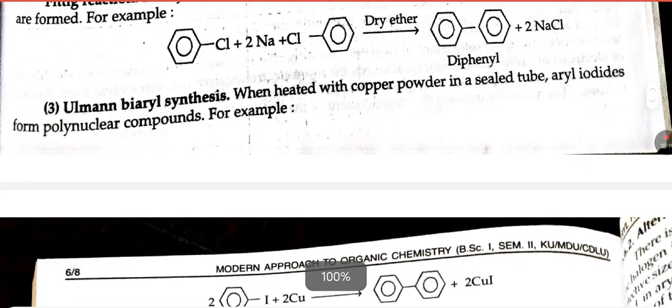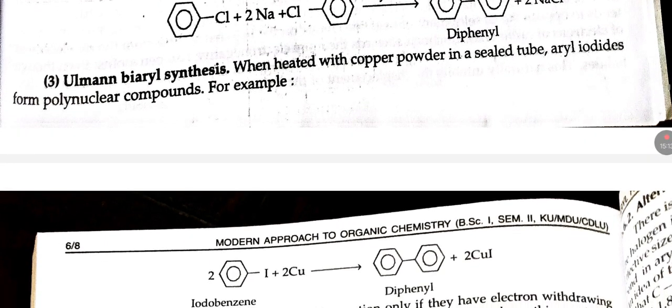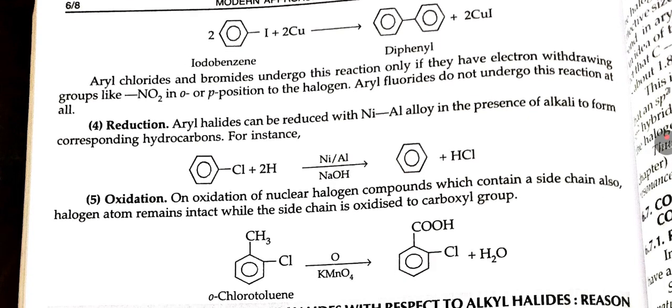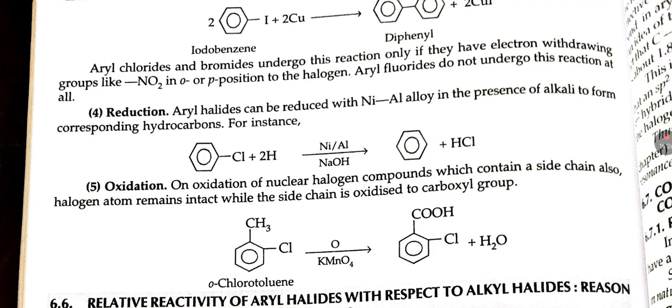Ullmann biaryl synthesis. When heated with copper powder in a sealed tube, aryl iodides form polynuclear compounds. Aryl chlorides and bromides undergo the reaction only if they have electron withdrawing groups like NO2 in ortho or para positions to the halogen. Aryl fluorides do not undergo this reaction at all.